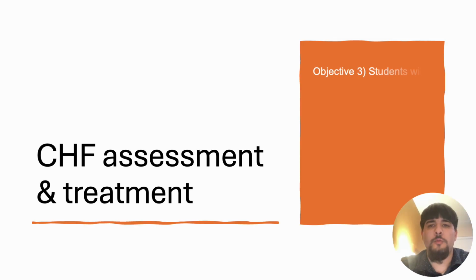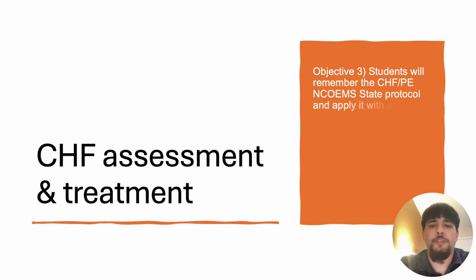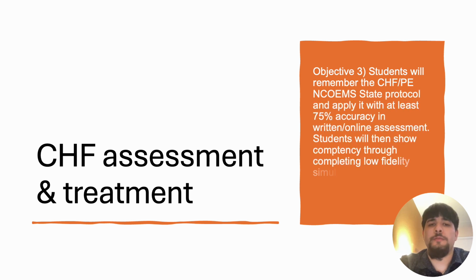Now that we talked about what congestive heart failure is, what it does to the body, some of the signs and symptoms and acuity levels of congestive heart failure, we're going to go into the assessment and treatment of it. So objective 3, we're going to be diving into how students will be able to remember the CHF, PE, NC-OEMS state protocol and apply it with at least 75% accuracy in a written or online assessment. Students will then show competency through completing low fidelity simulations without critical error.